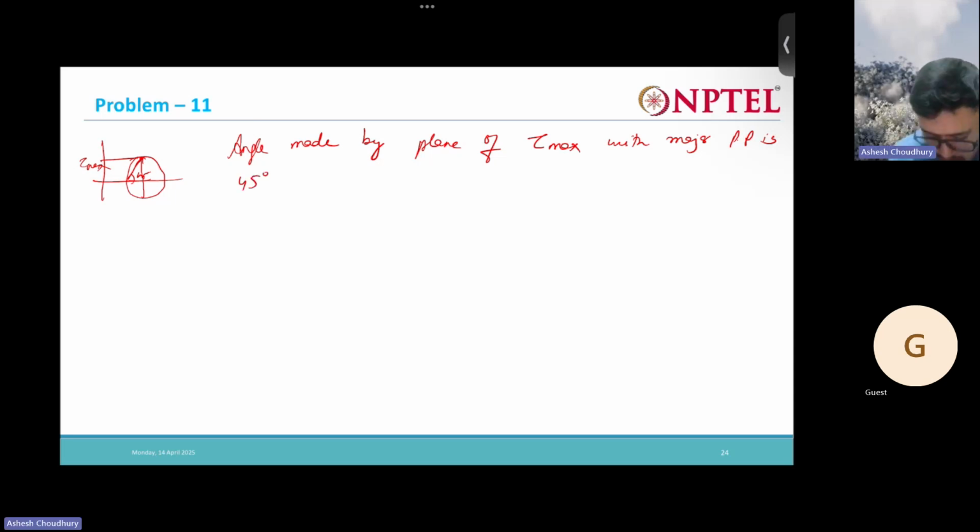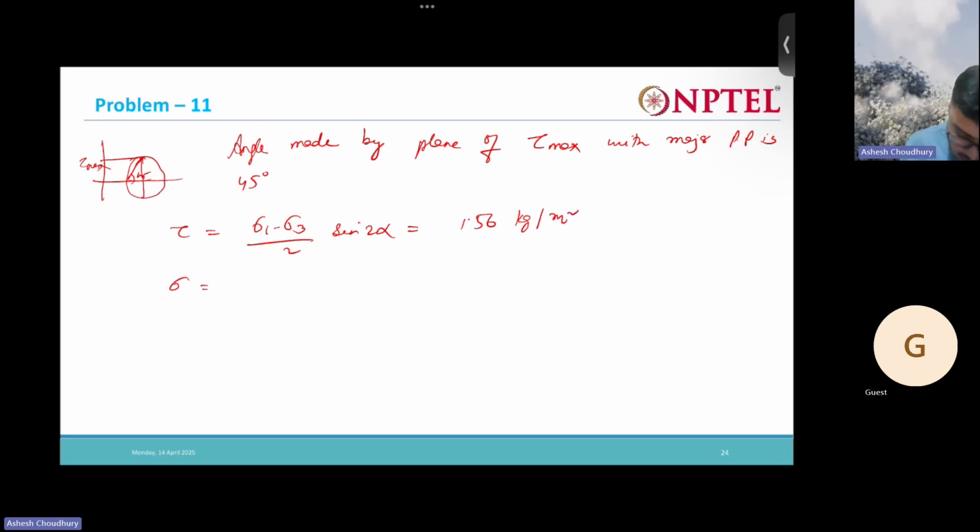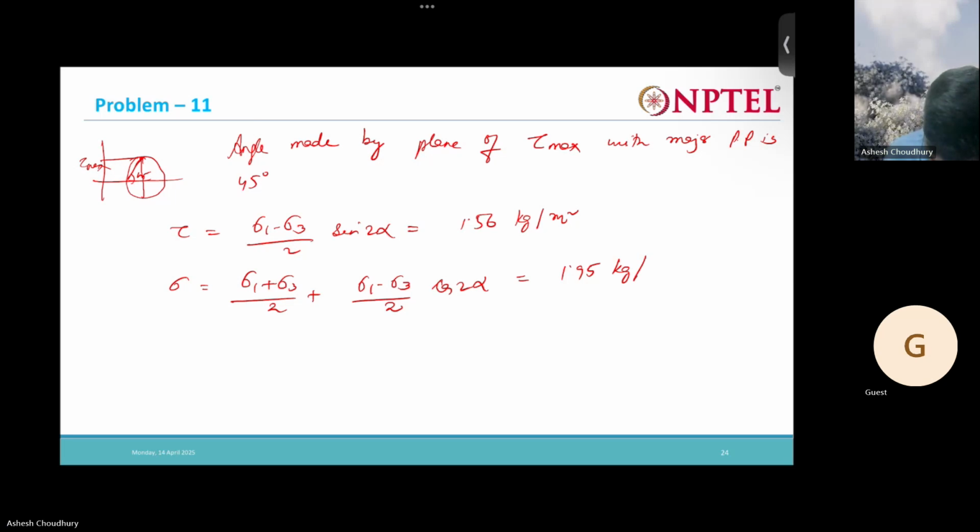Now next is the shear stress on the failure plane. We have to use (sigma 1 minus sigma 3) by 2 times sine of 2 alpha, which will come out as 1.56 kg per centimeter square. And then the normal stress on the failure plane is (sigma 1 plus sigma 3) by 2 plus (sigma 1 minus sigma 3) by 2 times cos 2 alpha, which will come out as 1.95 kg per centimeter square. Okay, so that's all. This is how we do it.